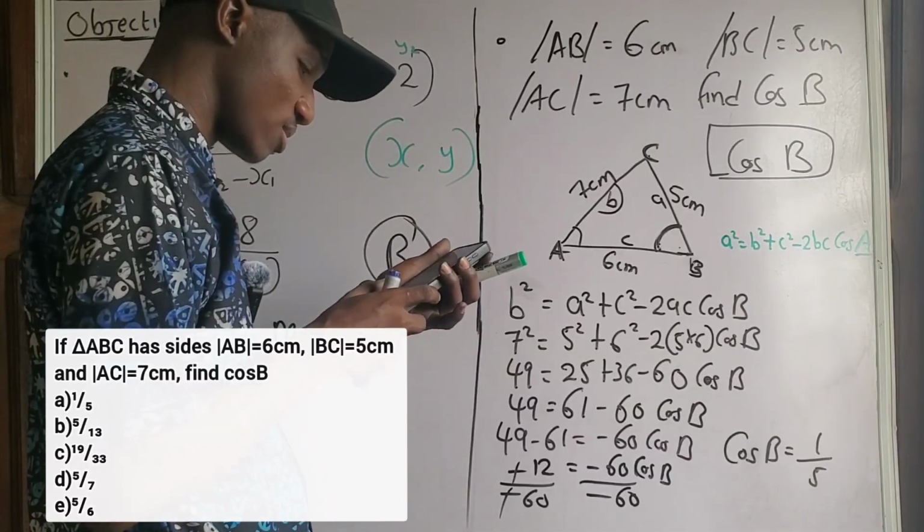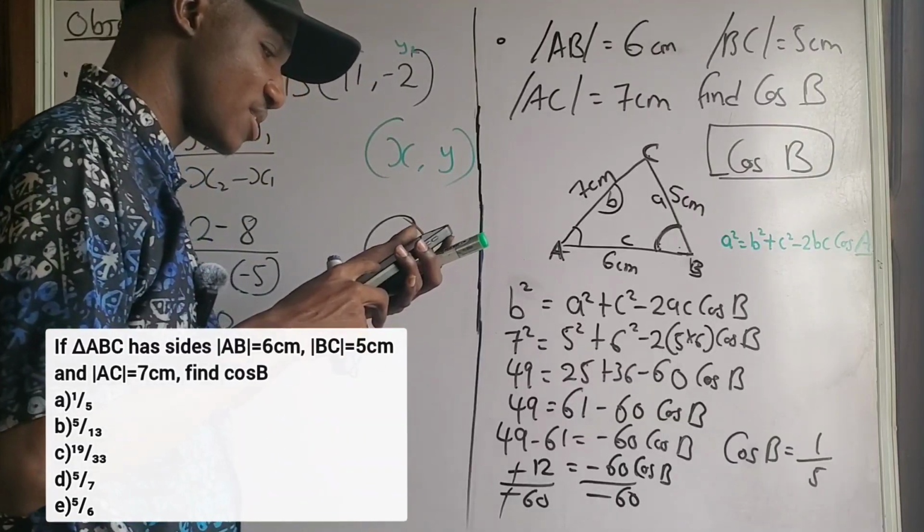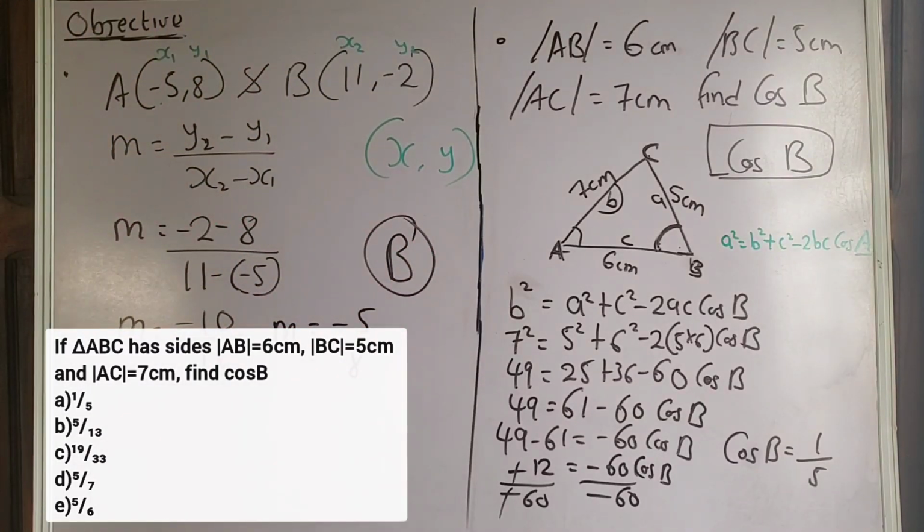Let us check the correct option. The correct option to that question is option A. Option A is correct, 1 over 5. Okay. Now let's look at the next question.